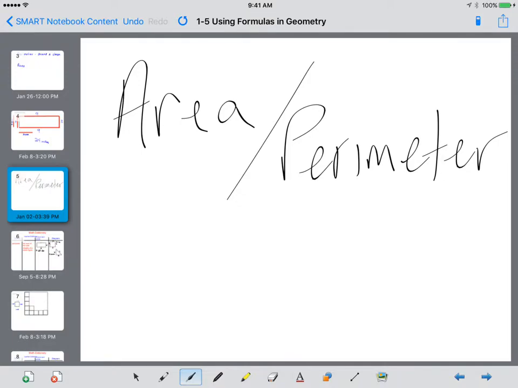Welcome to this video on area and perimeter. Make sure you have your math dictionary ready to write down the words.